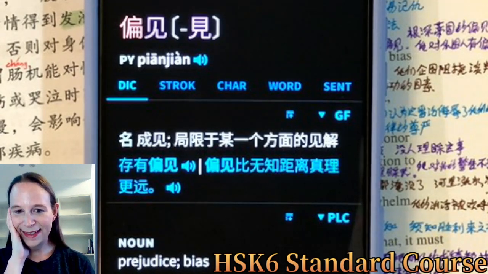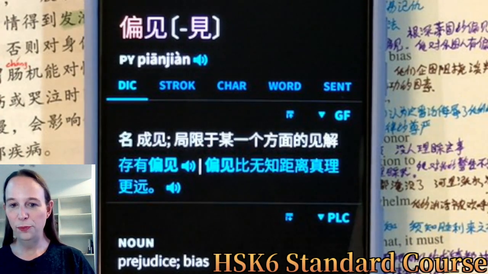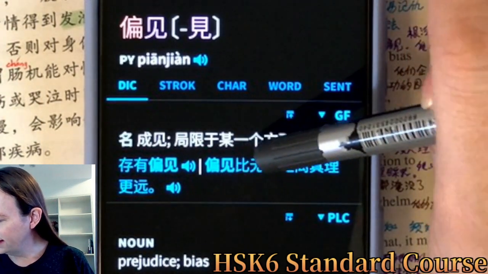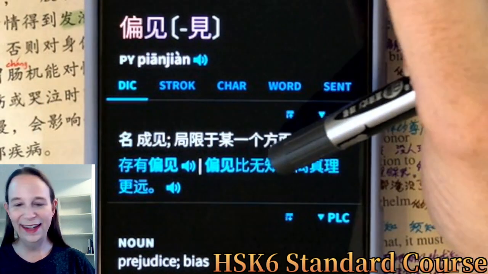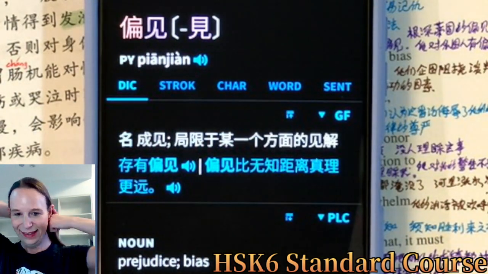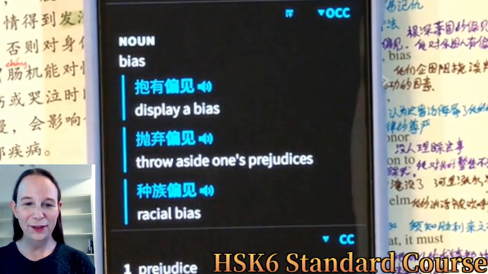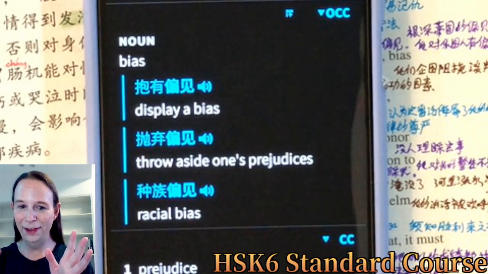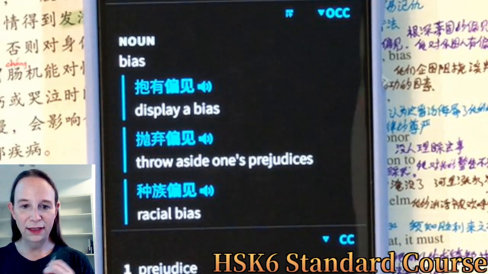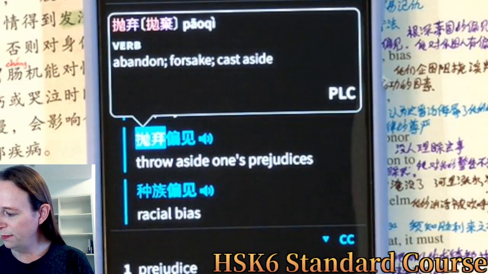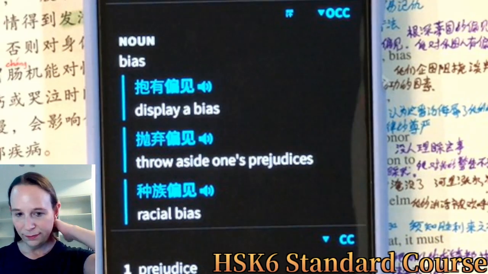It's a bit tricky to parse, isn't it? So here, 偏见 is used as the concept. So prejudice is even more distanced from the truth than ignorance. Or maybe you would more naturally say, prejudice is further from the truth than ignorance. 抱有偏见，抛弃偏见, abandon your prejudices, forsake your prejudices, etc.